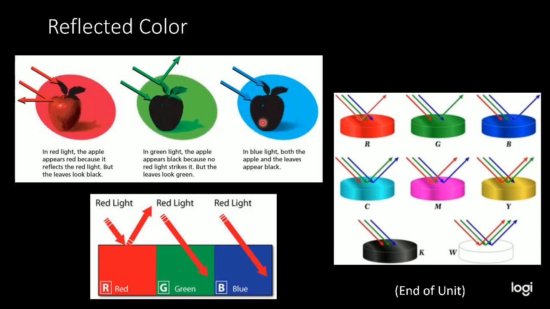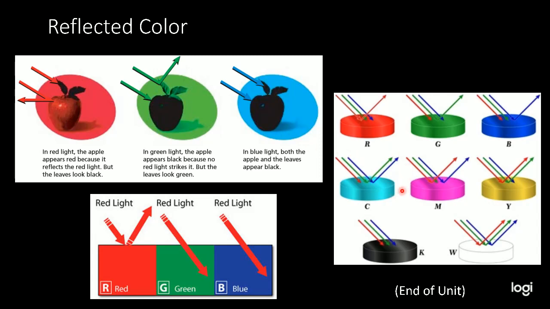If we were to shine a blue light at our red apple with green leaves, no energy can be reflected to our eyes. The red apple will absorb all of the blue spectrum and the green leaves will absorb all of that blue spectrum. Then they'll both appear to be black.